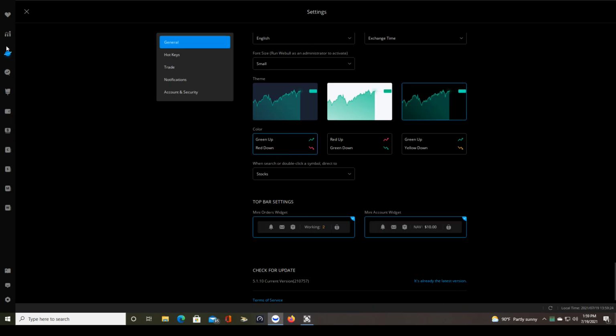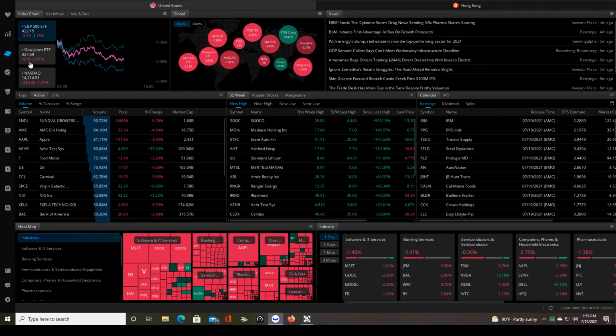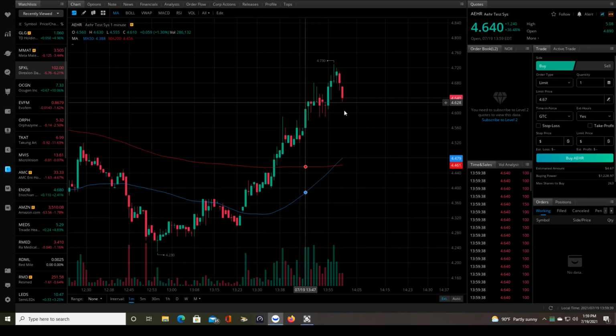So let's go to the markets page, and I'm just going to pick a stock at random here. One that's going up in green and has plenty of volume, AEHR. We're going to take a test trade live, and we're going to check the candlestick formation. So let's go to the single chart view, and we're going to look.